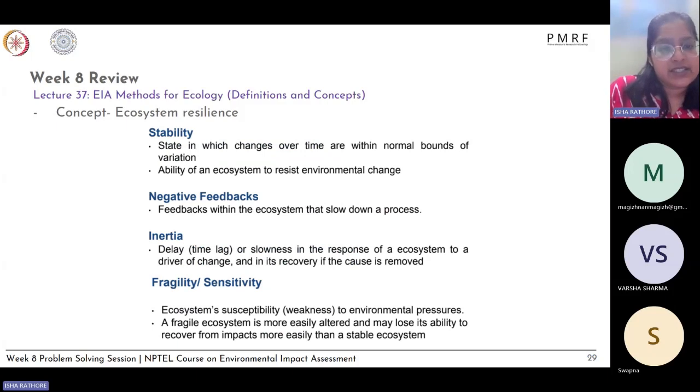So, stability is the state in which changes over time are within the normal bounds of variations. And this is the ability of an ecosystem to resist environmental change as well. Then we have negative feedbacks, which are feedbacks within the ecosystem that slow down the process. This is because of the interactions of the ecosystem, which are basically saying that this is not working out. So they give negative feedback. That is, they slow down that process, and that process eventually gets phased out.